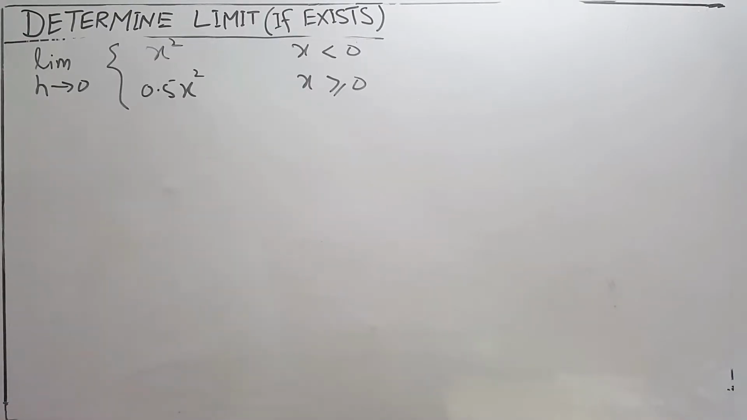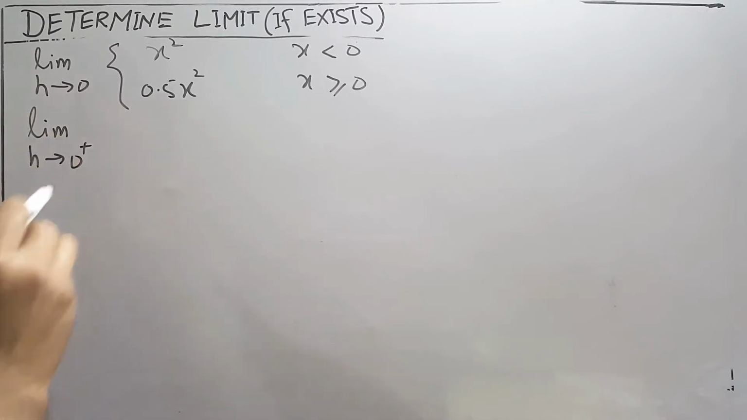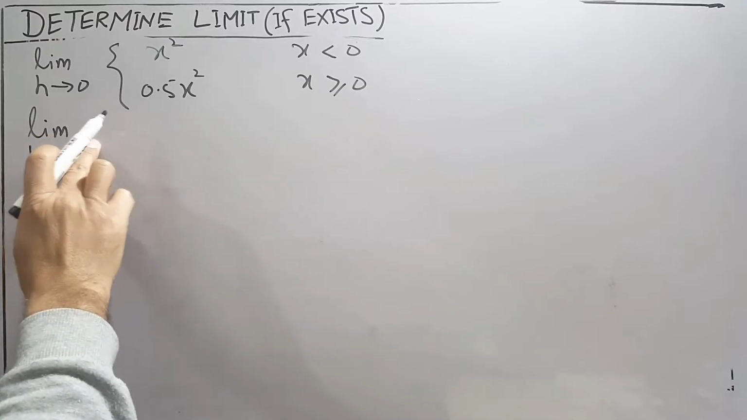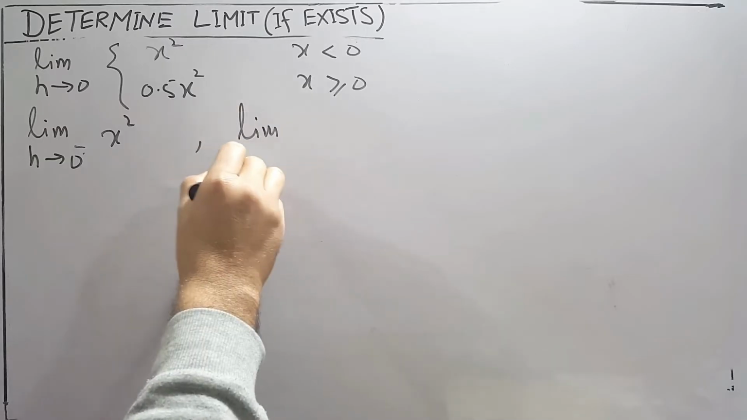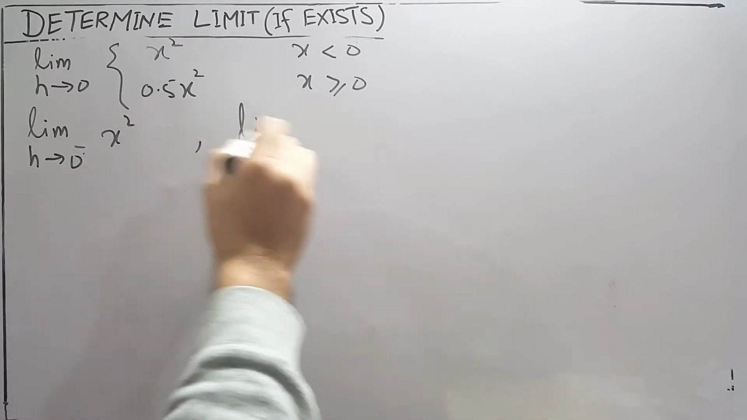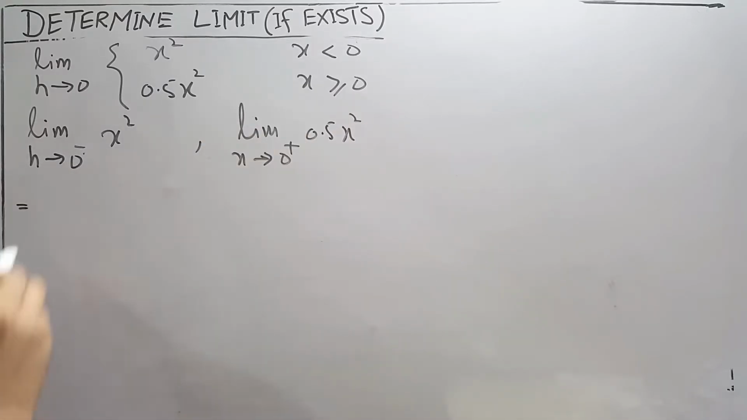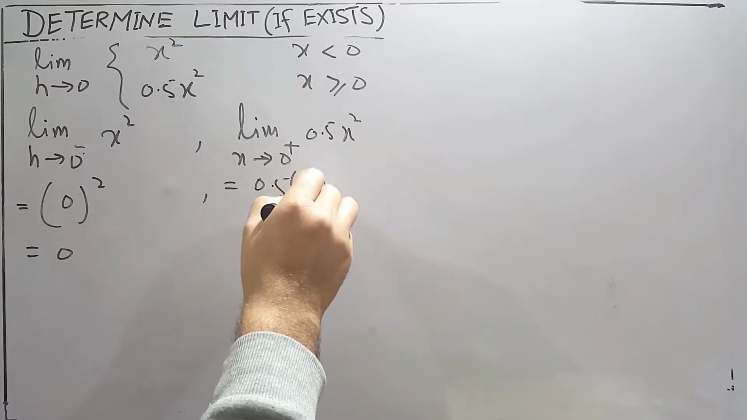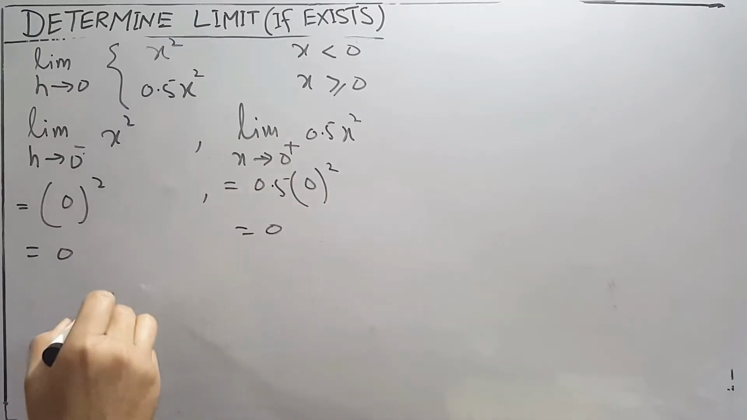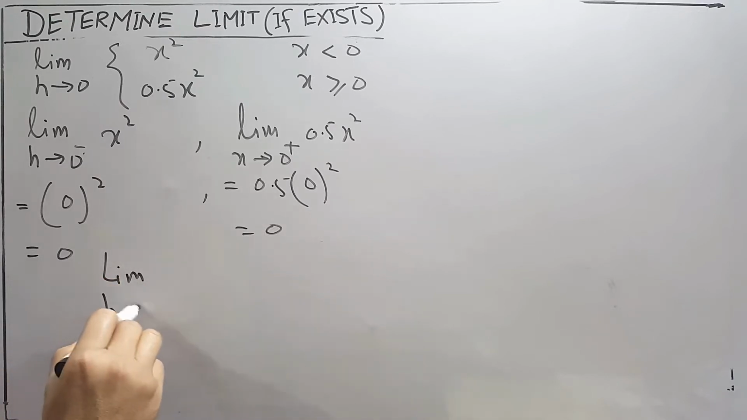One last problem of the similar type. So the limit as h approaches 0 from the negative side, we have x squared, and as x approaches 0 from the positive side, we have 0.5 x squared. Now if we apply the limit, 0 squared is 0, and similarly 0.5 times 0 squared is again 0. So you can see that the left hand side and the right hand side limits are the same and they are equal.